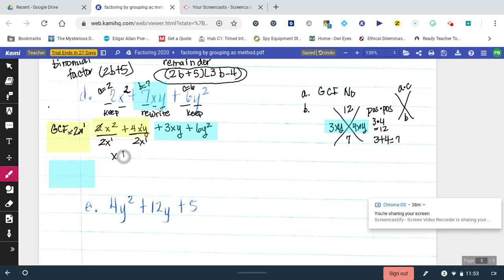4 divided by 2 is 2. These x's will cancel because they're exact matches, leaving me with a 2 and then y there. So when I put this with that, because that's my remainder, I end up with 2x times x plus 2y. Okay, now I'll move on to the block in blue.